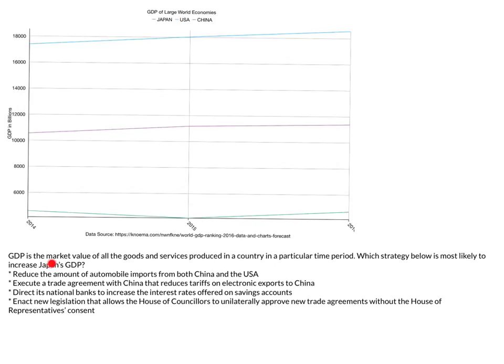So the question here is a statement: GDP is the market value of all the goods and services produced in a country in a particular time period. Which strategy below is most likely to increase Japan's GDP? So we see Japan is here, the green. We come down here and we see that Japan has the lowest GDP of USA and China. Now, in terms of the world, it's an amazingly huge GDP, but just in terms of these 3 mega economies, Japan lags China, and China lags the USA.